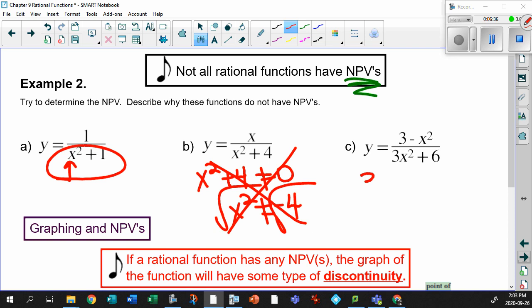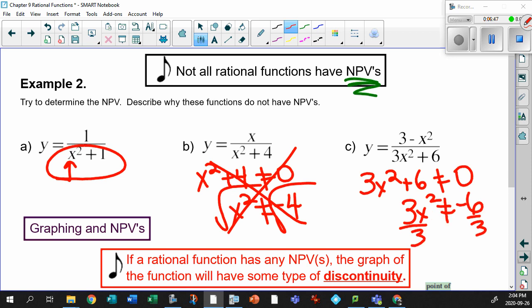Take a look at this one. Same kind of thing. 3x squared plus 6 cannot equal 0. Bring the 6 over. You get 3x squared cannot equal negative 6. Divide by 3. Look, x squared cannot equal minus 2. Try to square root that. You can't. So this doesn't have any NPVs either.